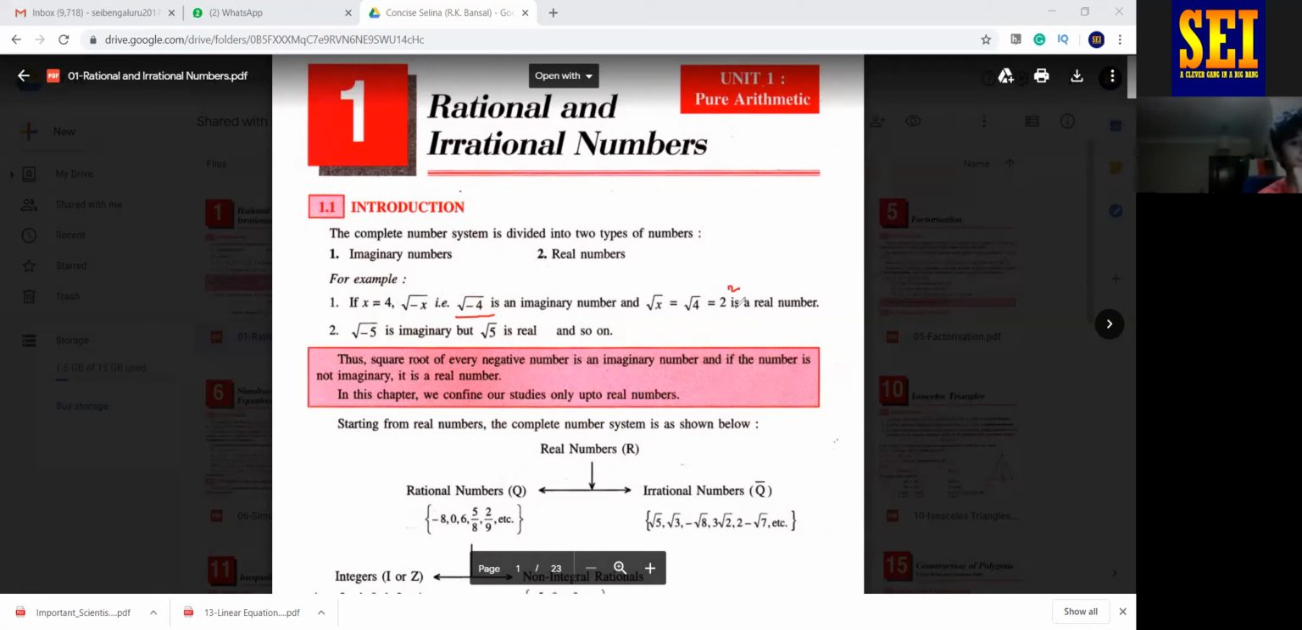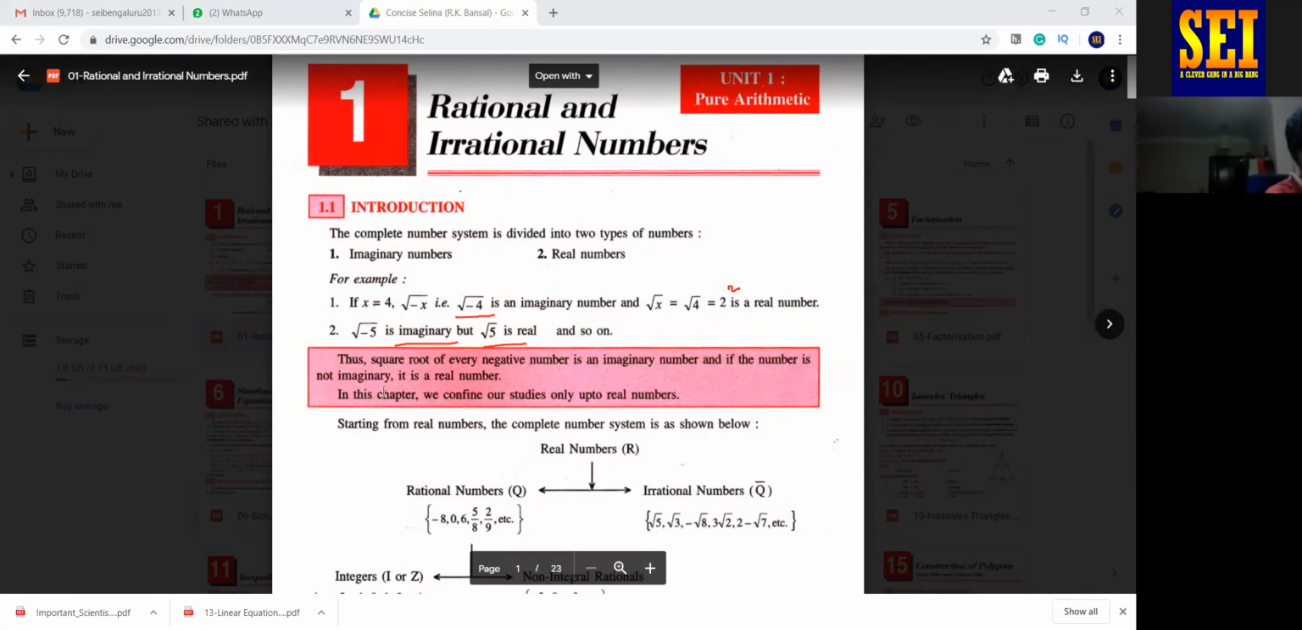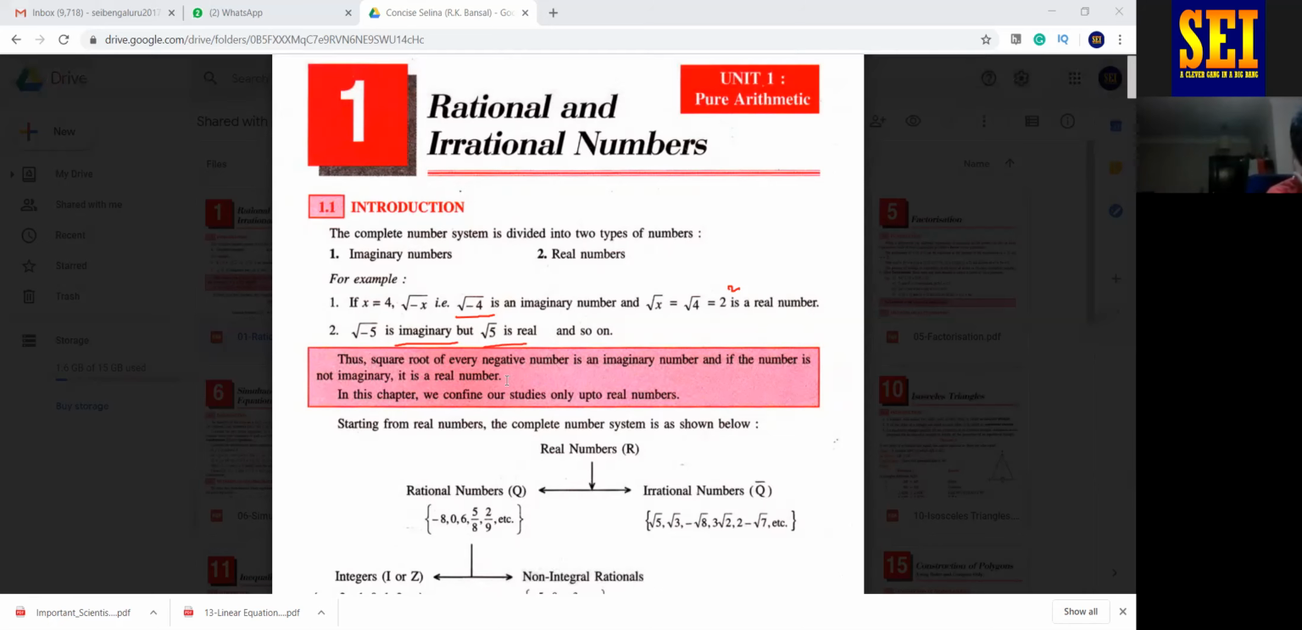Square root of 4 is equal to 2. We can know that. But what about square root of minus 4? It's an imaginary number. Impossible. We can imagine it, but we can't get a real value. Square root of minus 5 is imaginary, but square root of 5 is real. We can get the solution. So this is called imaginary numbers. And thus, square root of every negative number is an imaginary number. And if the number is not imaginary, it's a real number.